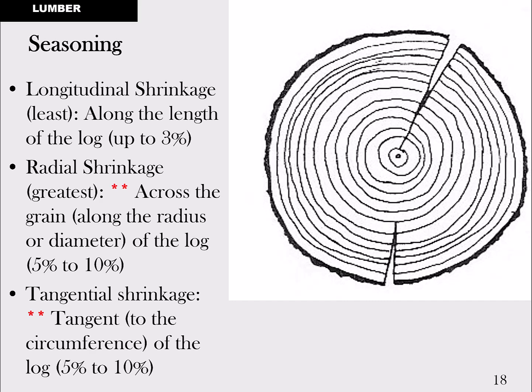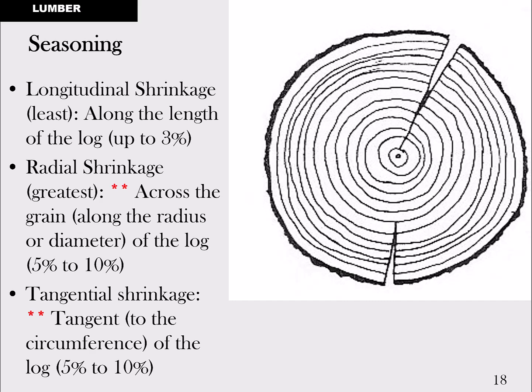Longitudinal makes sense. You're talking about along the length of the log. So what is radial and tangential shrinkage? Radial shrinkage is talking about the radius or the diameter of the log, and generally that can be somewhere from 5 to 10%. With softwood lumber, it tends to be about 10%. So that means what I just said earlier about the 10-inch diameter log, when it's moist, becomes a 9-inch diameter log after it has been fully seasoned, fully cured.